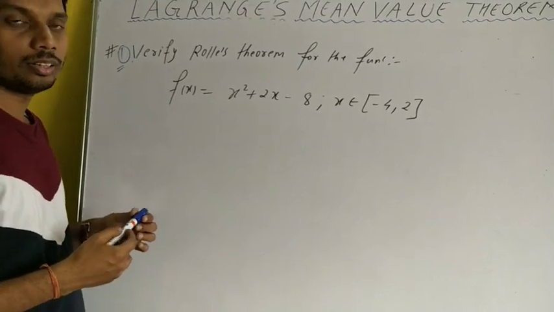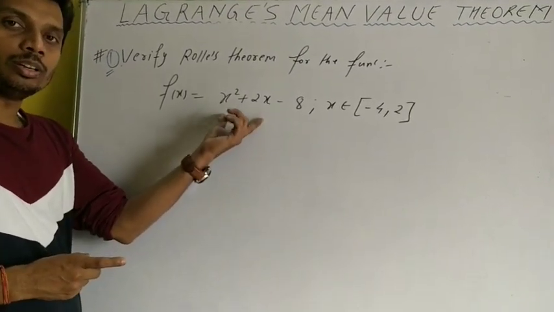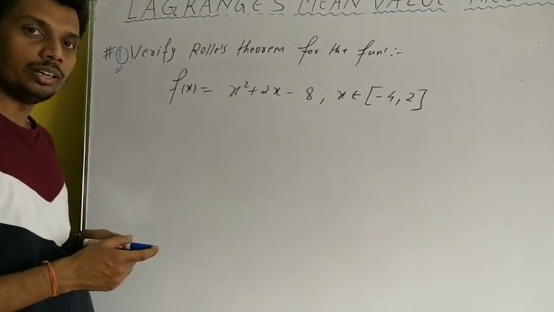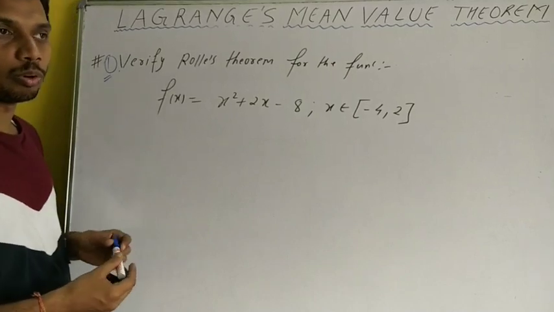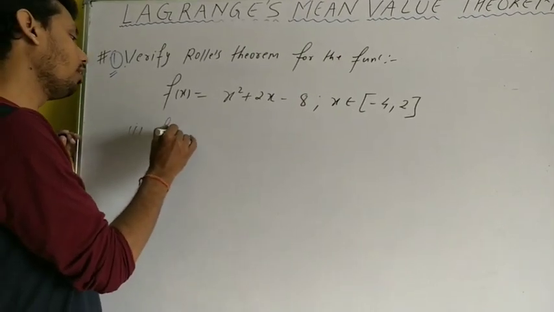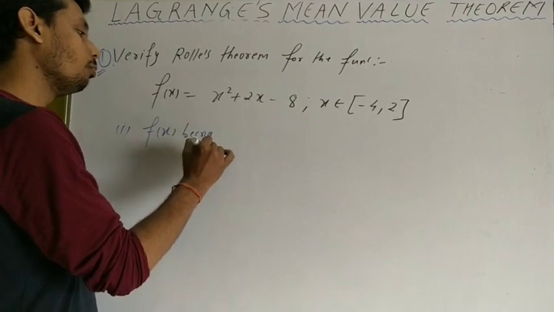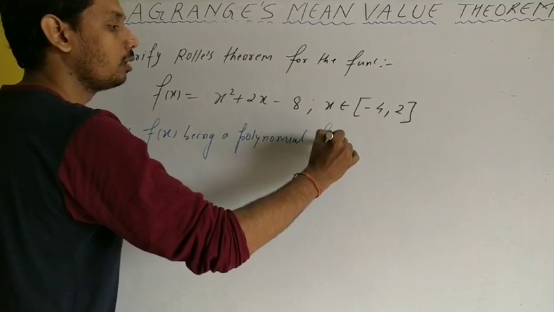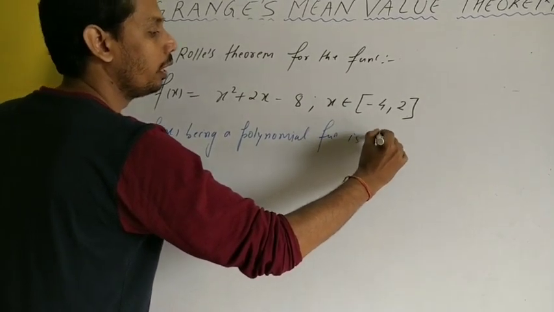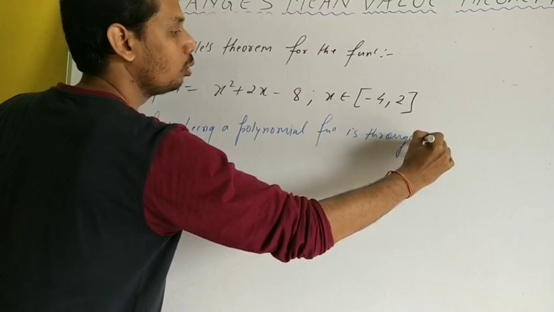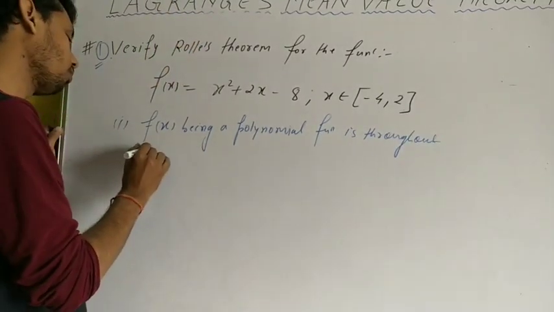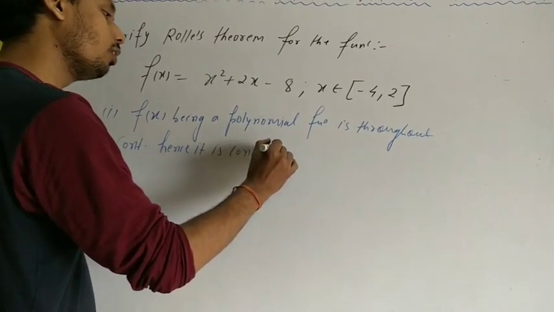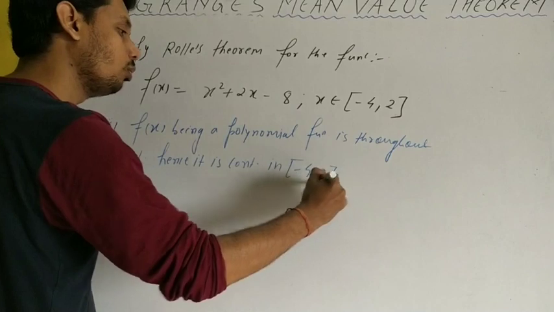So again, as we have discussed, this is a polynomial function. So a polynomial function is continuous throughout. Hence this is a continuous function. It is also continuous in the closed interval [−4, 2]. So how do we write that? f(x), being a polynomial function, is continuous throughout. Hence it is continuous in the closed interval [−4, 2].